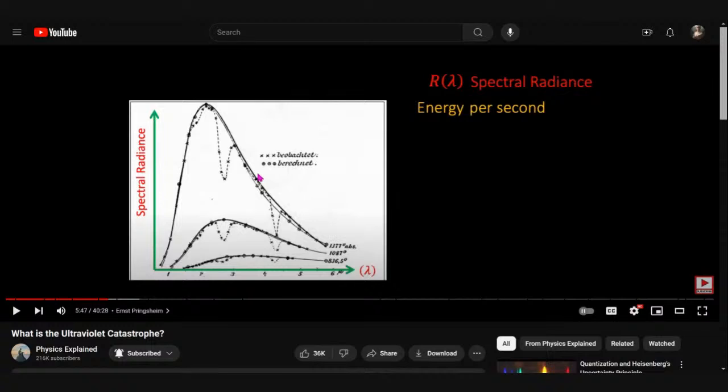Anyway, so what's going on? Let's listen to what they say. They say that R, the spectral radiance, the radiance as a function of lambda, energy per second.